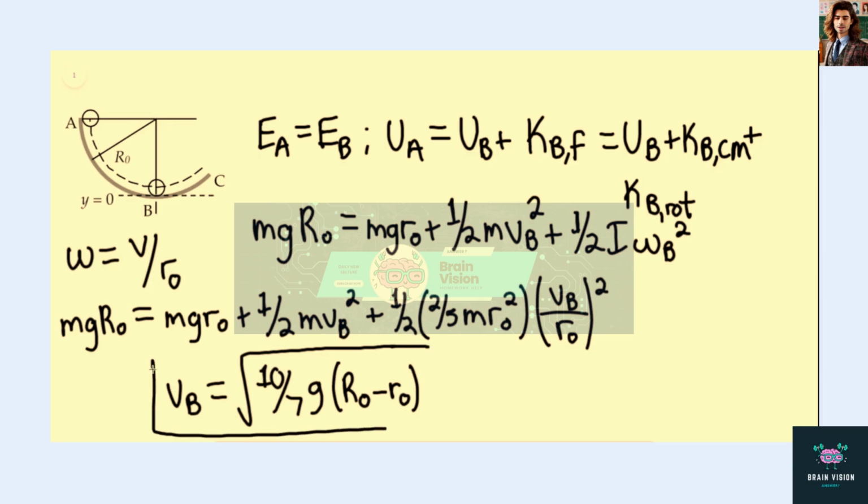This would be our linear speed at b. Again, the square root of 10/7 times the acceleration due to gravity times the radius of this curve minus the radius of the sphere itself. That is the end of the solution.